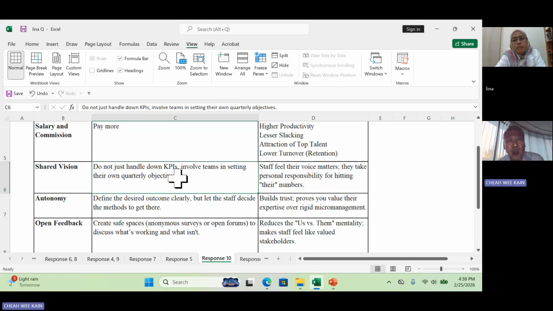If an employee cannot achieve their KPI, any reason? Yeah, maybe lousy boss, lousy KPI, not enough resources, not enough time, or the employee is actually not interested. KPI now actually becomes demotivating. Okay? Right. So do not just hand down KPI. Involve teams in setting out their own quarterly objectives. Should be good enough.